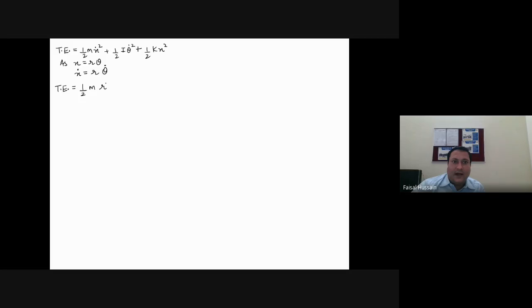So it will be r square theta dot square, plus half I theta dot square, plus half k. X is what? R into theta. So it will be r square theta square. This is the total energy. Now we will apply the energy method.